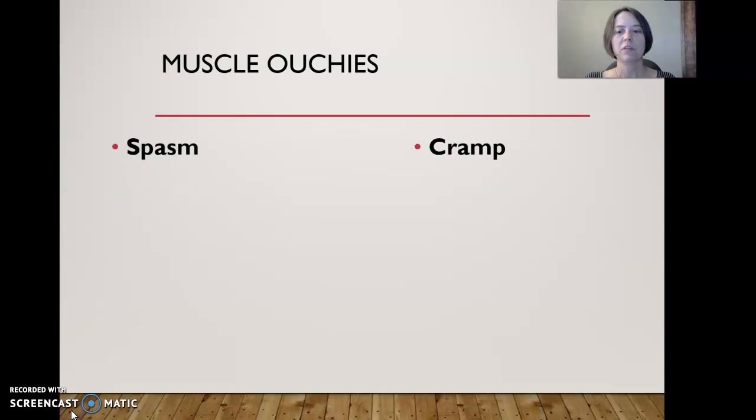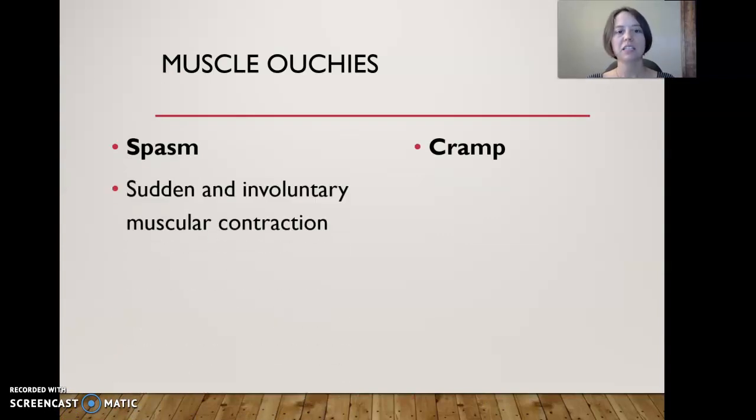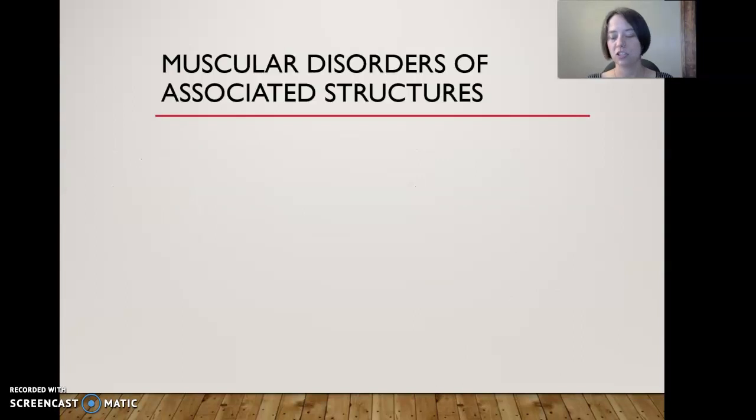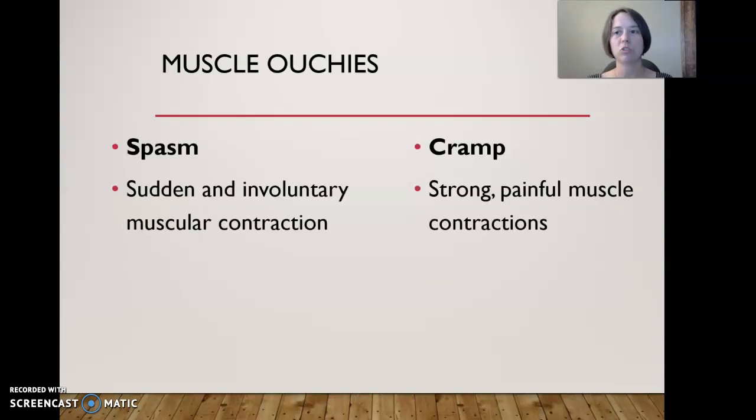So we have a spasm versus a cramp, and if you want to do a different T-chart, you may. A spasm is a sudden and involuntary muscle contraction. I'm sure you've all had a muscle spasm before, where maybe your eyelid or something just twitches. Whereas a cramp is strong and painful, and it just keeps going. Maybe you've had a leg cramp where it's really hard for that to stop, and it just gets tight and you really have to massage that out.